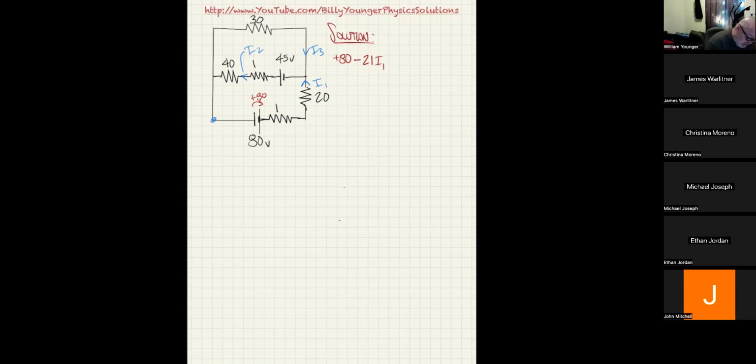Next, I'm going to get up to the top right corner and go through the 30. Notice I'm going the opposite direction of what I chose the current to be. So that is, in fact, a voltage increase. And that voltage increase is 30 I3. And I'll write this here.